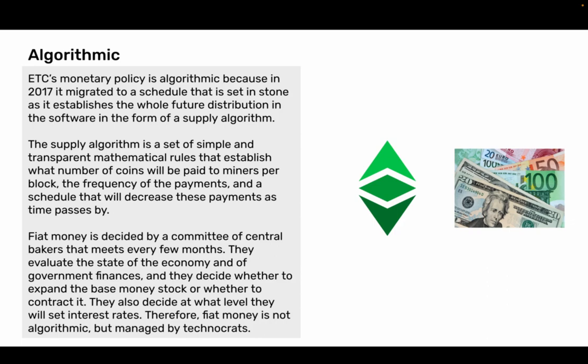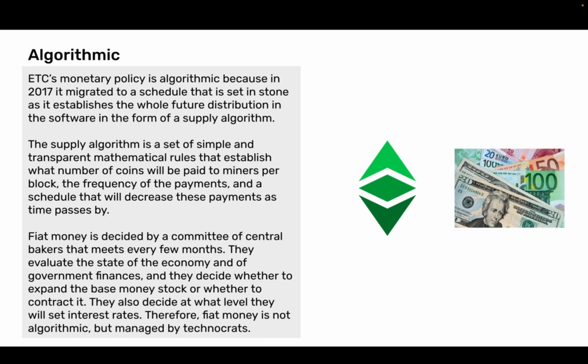Algorithmic. ETC's monetary policy is algorithmic because in 2017 it migrated to a schedule that is set in stone, as it establishes the whole future of distribution in the software in the form of a supply algorithm.